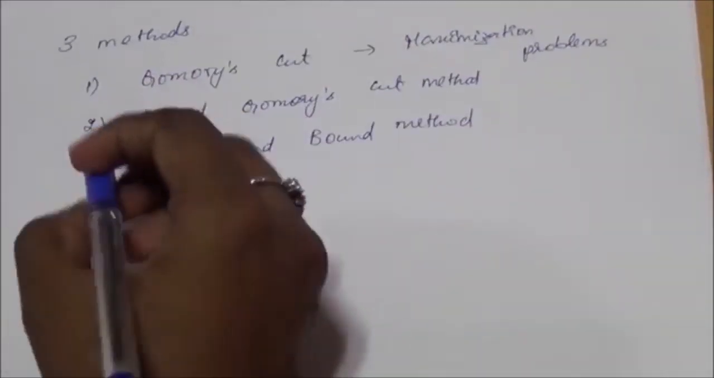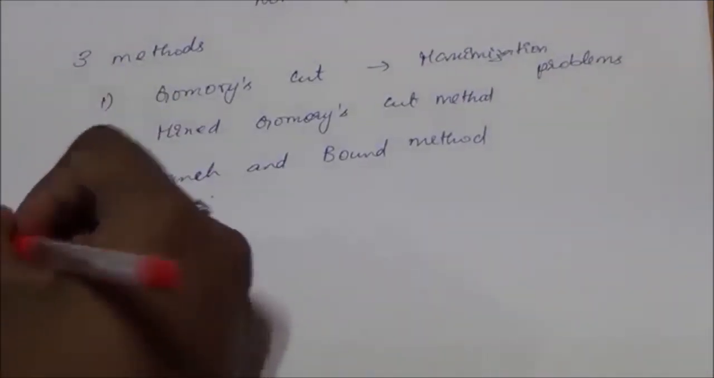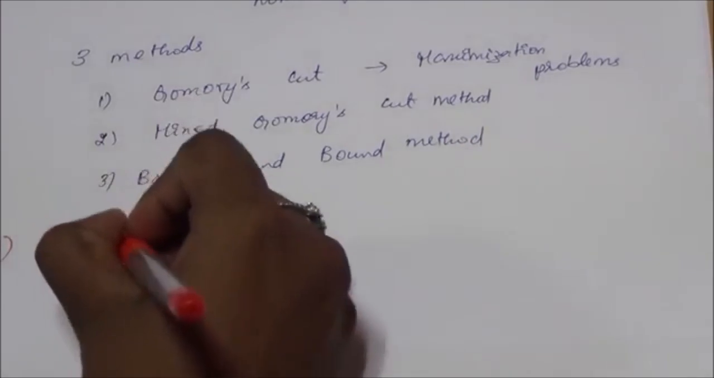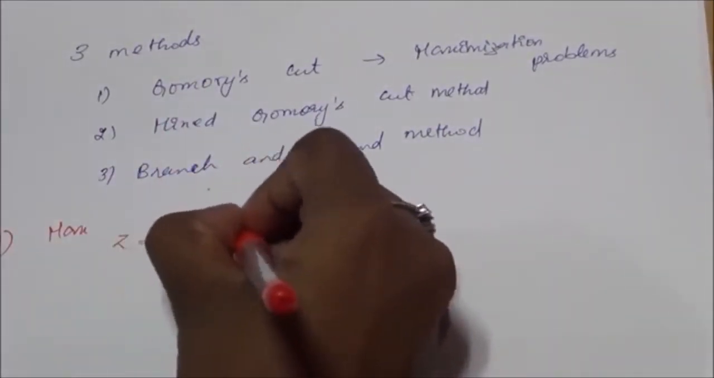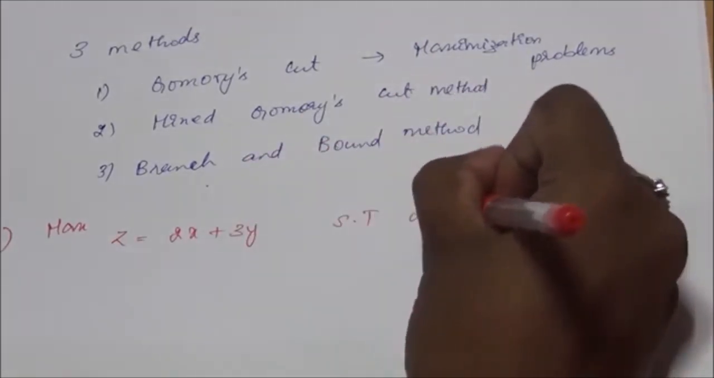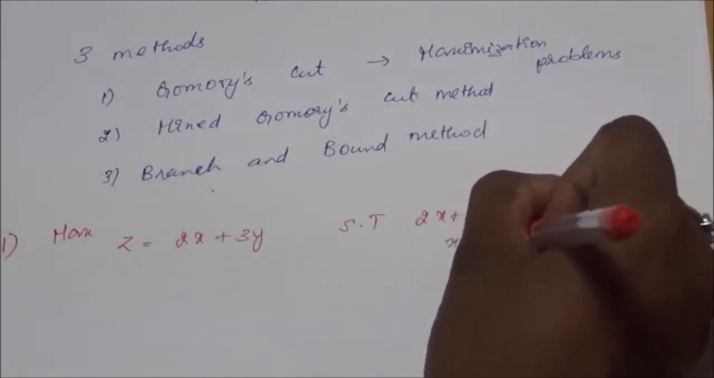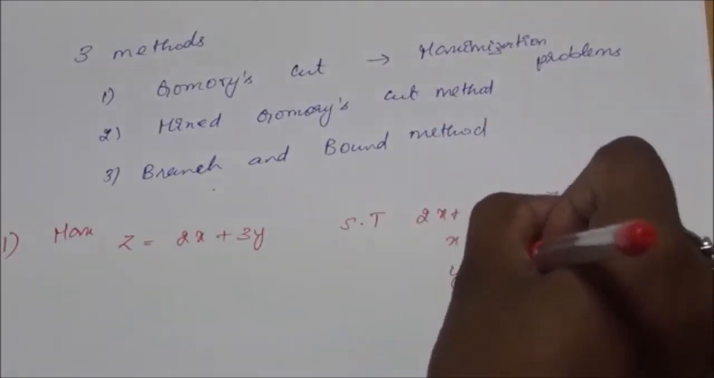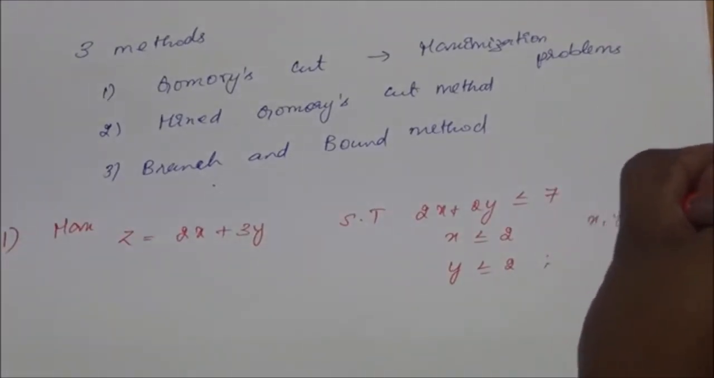Now let us solve an integer programming problem by Gomory's cut method. The problem given is maximization. The objective function is z equal to 2x plus 3y, and the subject to constraints are 2x plus 2y less than or equal to 7, x less than or equal to 2 and y less than or equal to 2, where the variables x and y are greater than or equal to 0 and they are integers.